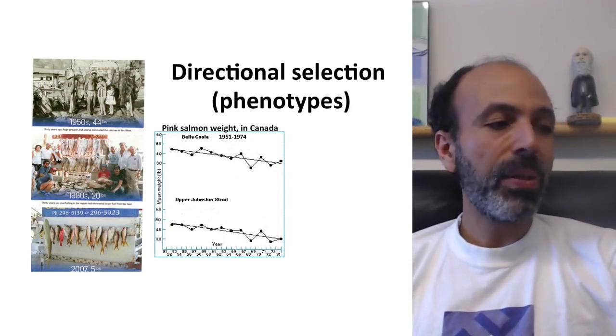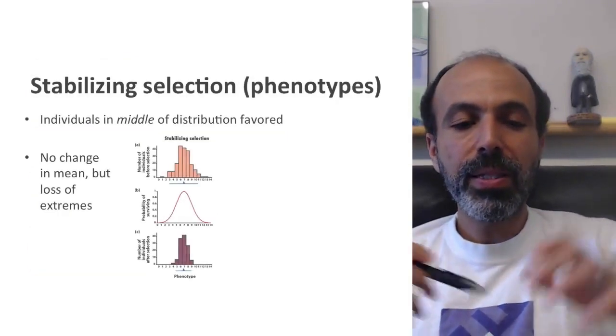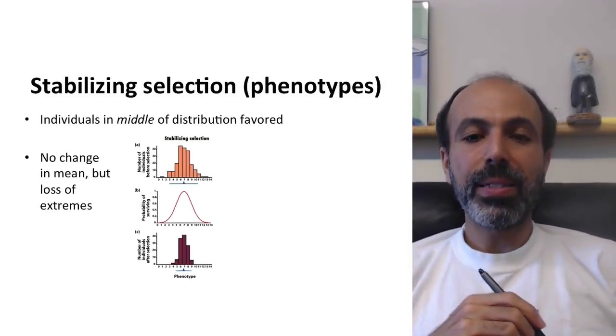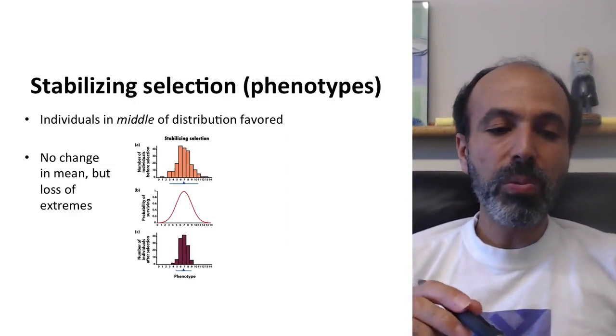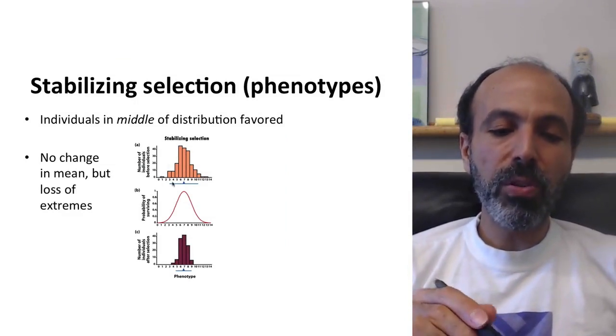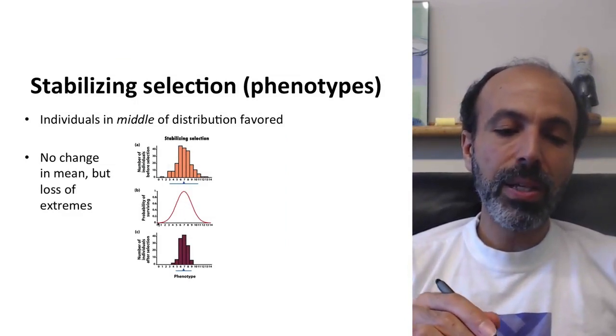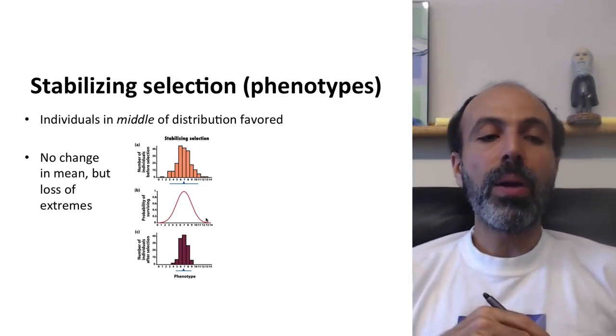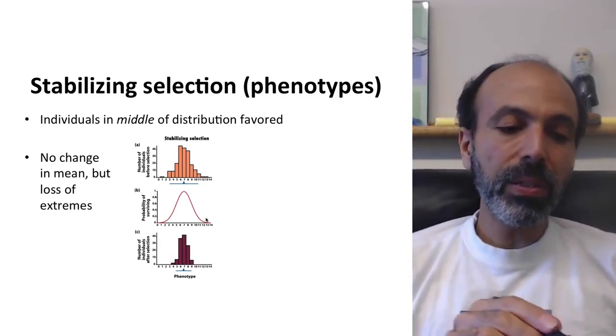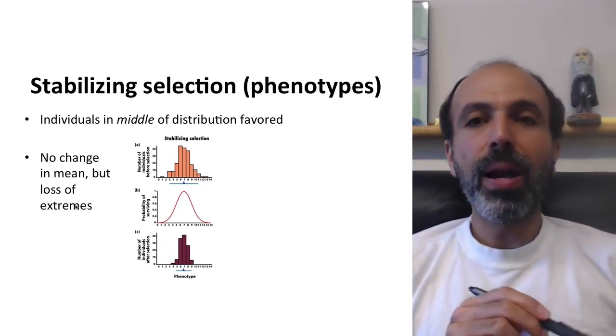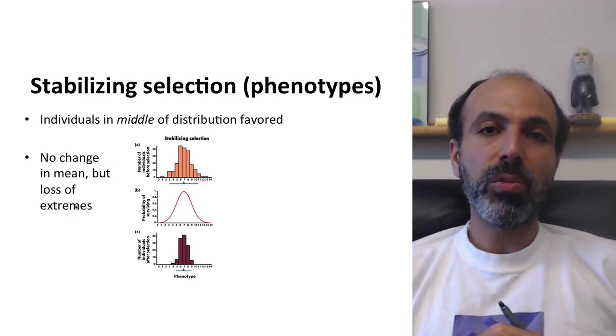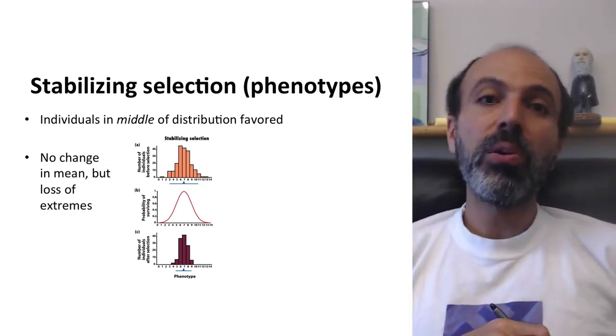Well, let's look at an example of another kind of selection. This is an example of stabilizing selection. This is the case where individuals in the middle of the distribution are favored, so they have the highest fitness, whereas individuals near the ends have a lower probability of surviving. In this particular case, there's no change in the mean, but you actually end up losing some of the extremes. Well, there's a classic story that goes with this.